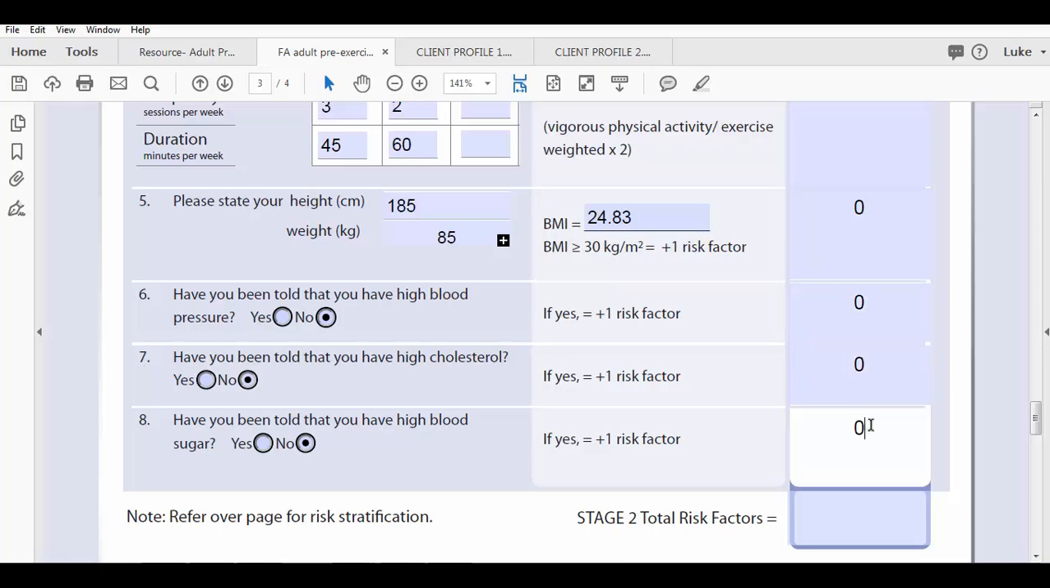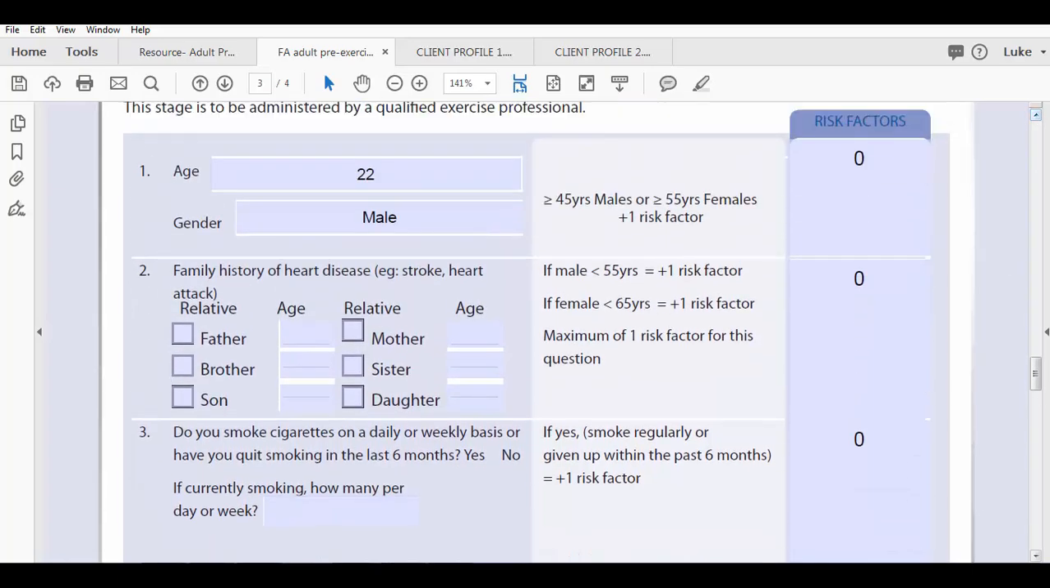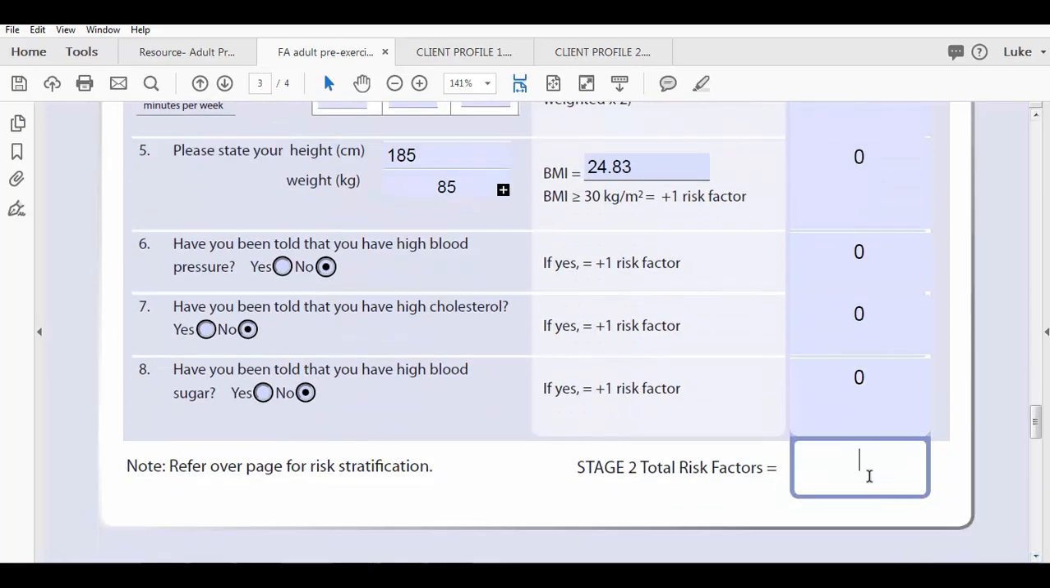So now what we do is we look at adding up the total score and getting an overall risk stratification score. So we go back up, we add them up. What do we see? We see all 0s, except for question 4, which was a -2, and -2 is a really good result. So this client gets the best possible result on this form, which is a -2.